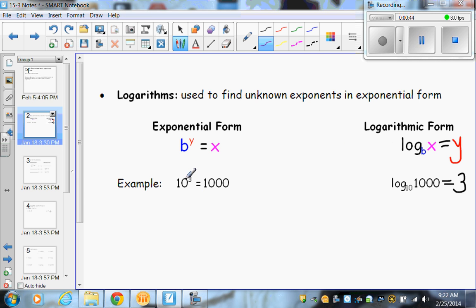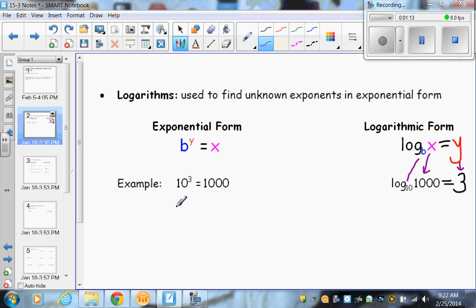So for example, 10 to the third equals 1,000. In log form it would become log base 10 of 1,000 equals 3. 1,000 was what it was equal to, which is your x. So over here in the x spot, we put in 1,000. Your base was 10, so in the base spot, we put 10. And our exponent was 3, so the equation became equal to 3.